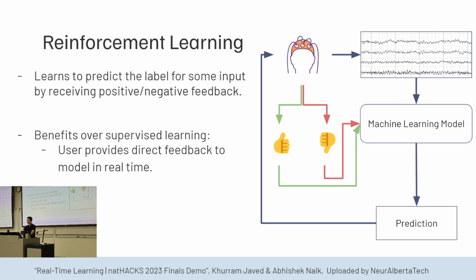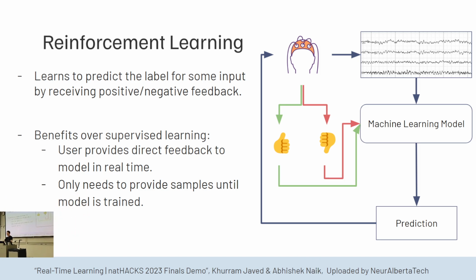You also only needed to provide samples until the model was trained. In the supervised learning setting, we record all the samples ahead of time, so we would have to sort of guess what's a good amount of samples to train a good model. And you just sit there closing and opening your hand, and sometimes we get more samples than we need, and it becomes really tiresome. But in this case, you train it until it's working, and then you can stop training, and then you save that model, and then you can use it to operate your prosthetic hand.